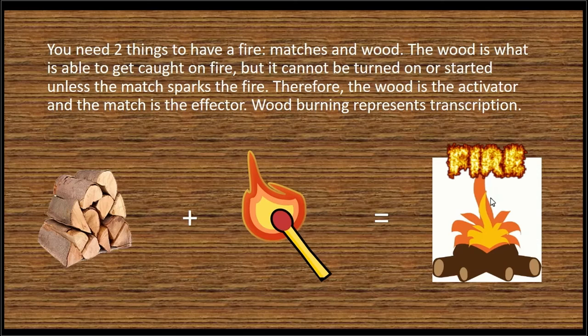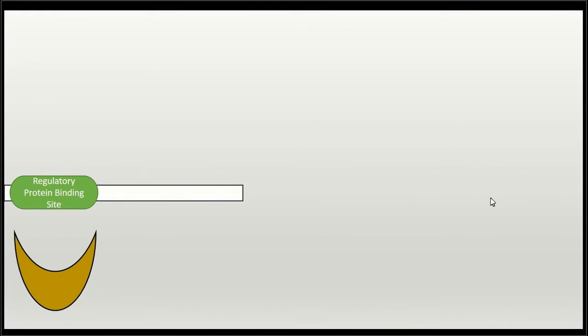As an example, you need two things to have a fire. You need matches and wood. The wood is able to get caught on fire, but it cannot be turned on or started unless the match sparks the fire. Therefore, the wood is the activator and the match is the effector. Wood burning represents transcription.